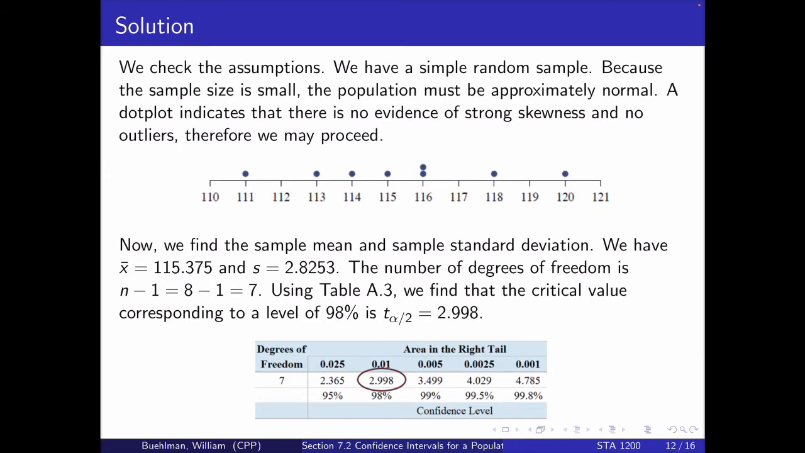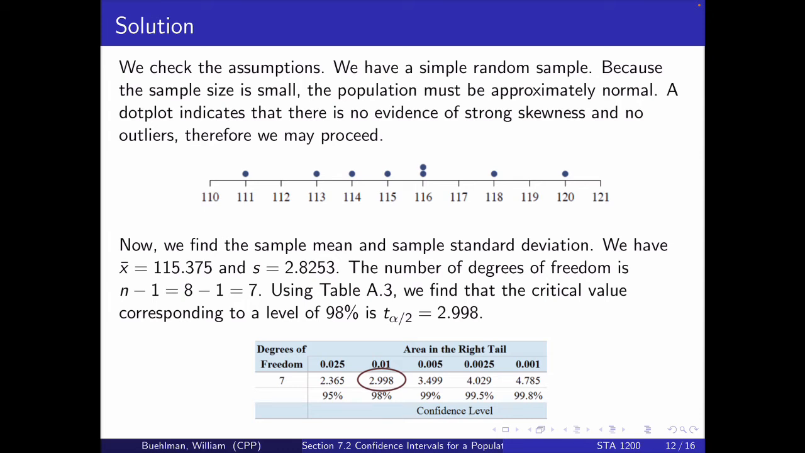So first, we have to check the assumptions. We have a simple random sample, check. Because the sample size is small, we don't have n greater than 30, we need a normal population. So now we need to check to see if this population is normal. A dot plot indicates that there's no evidence of skewness. If we look, we don't see it heavily to the right or to the left. And there's no outliers. None of these are very far off from the others. So we can say that the population is most likely normal and proceed.